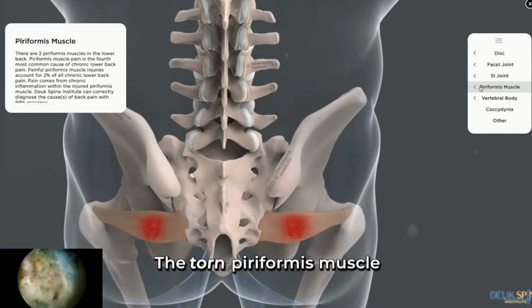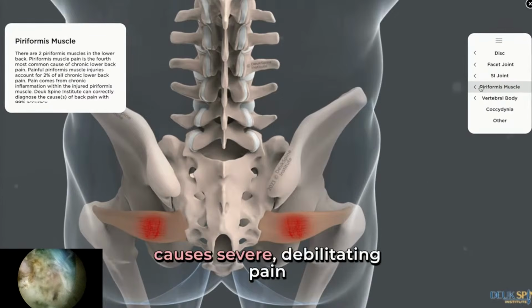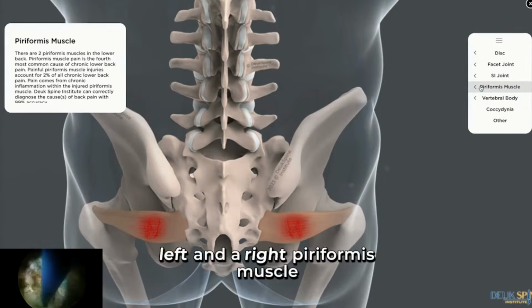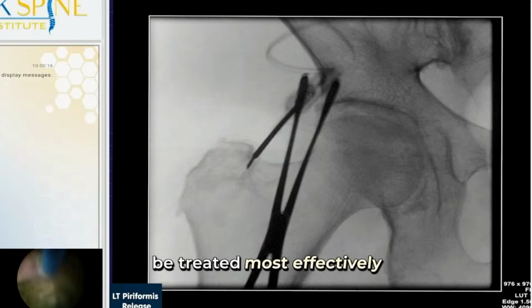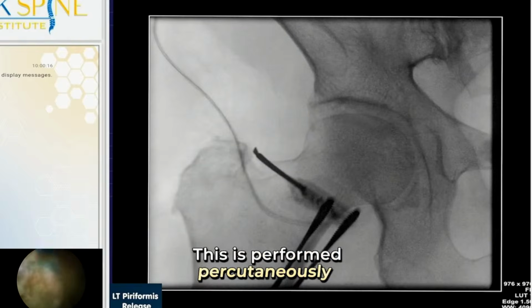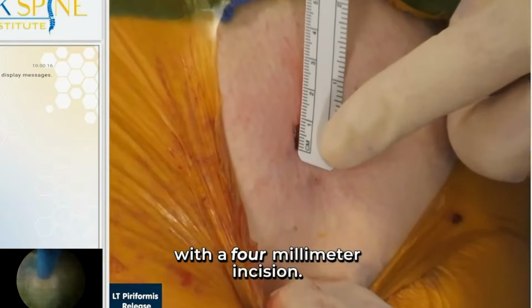The torn piriformis muscle causes severe debilitating pain in the top of the buttock. There is a left and a right piriformis muscle, and this can be treated most effectively with the Deuk piriformis muscle release. This is performed percutaneously with a 4mm incision.